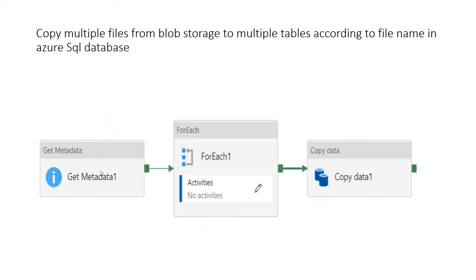First we are going to read file metadata. It is going to give us the information of the file, and then the ForEach will run the copy activity. The ForEach will tell how many times the copy activity should be performed.